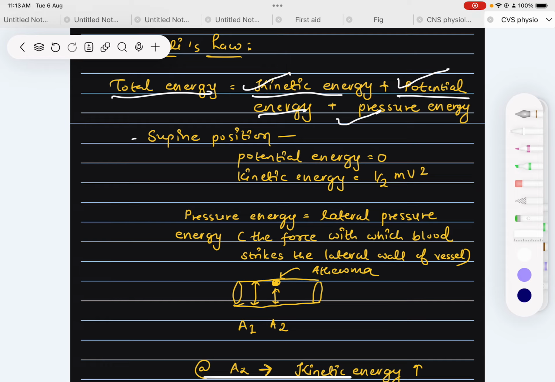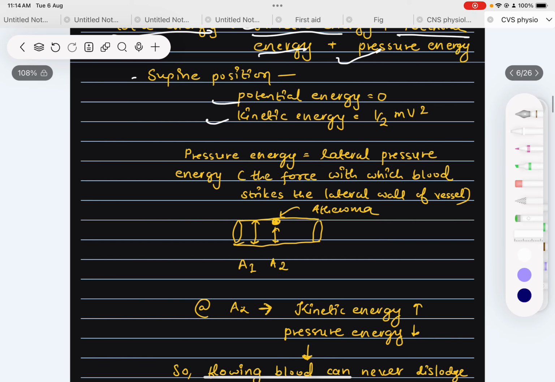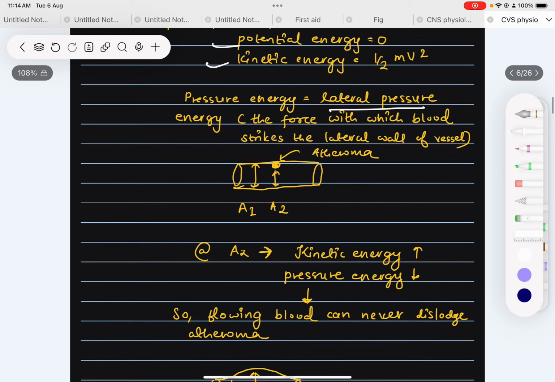So the higher we are from the ground, the more gravity is pulling towards it. That's why the potential energy will increase. So the potential energy will be zero when we are touching the ground, I mean in supine position, and kinetic energy will be maximum. And the pressure energy is the lateral pressure energy, the force with which blood strikes the lateral wall of the vessels.